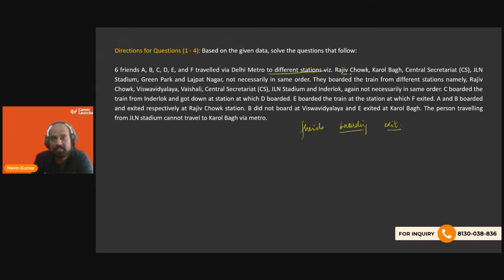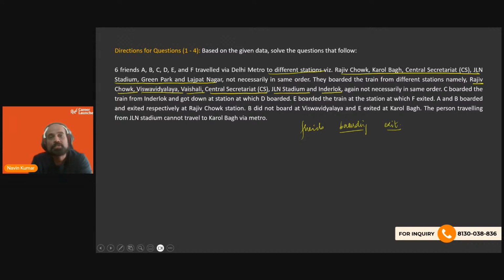That means these are exit stations: Rajiv Chowk, Karol Bagh, Central Secretariat, Jailen, Green Park, and Lajpat Nagar. And they boarded a train from different stations, namely Rajiv Chowk. So Rajiv Chowk is repeated. Vishwavidyalaya is a new station. Vaishali is a new station. Central Secretariat is repeated. Jailen is repeated. Inderlok is a new station. So some of the stations are new, some of them are repeated.